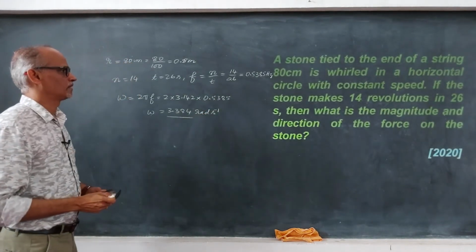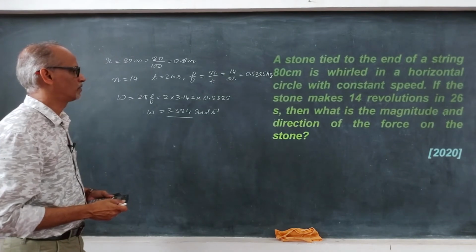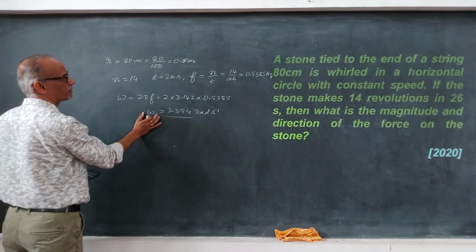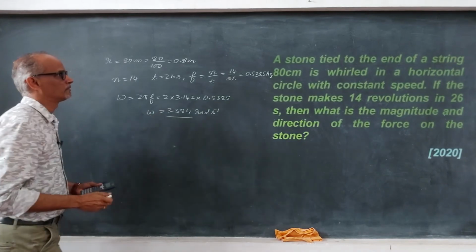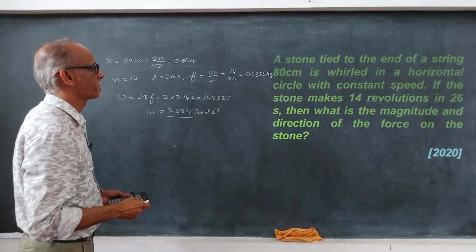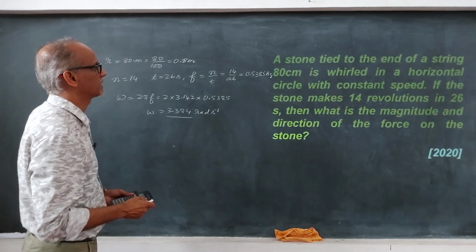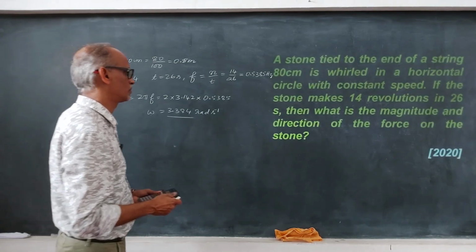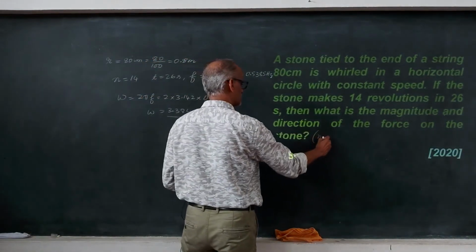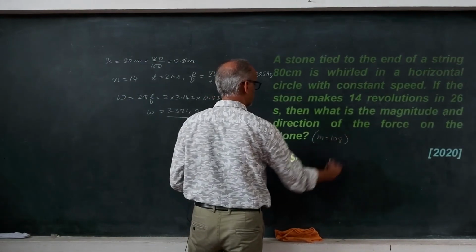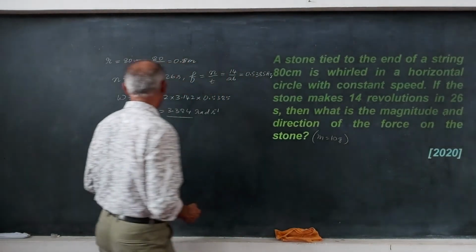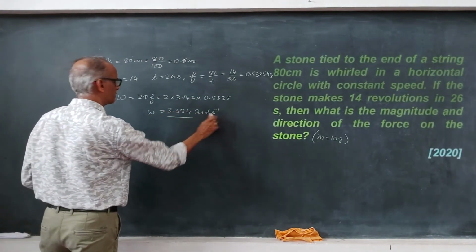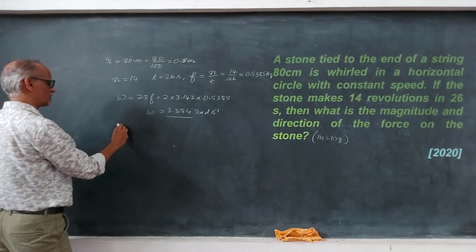So what to calculate? What is the magnitude and direction of the force on the stone? We have found the value of omega, and we need the mass here. Is it given? If the stone makes 14 revolutions at a constant speed, then what is the magnitude and direction of the force on the stone? So we'll write the mass of the stone here. We'll include it, let us say 10 gram is the mass of the stone. Omega is 3.384 radian per second, and you have to find the force.